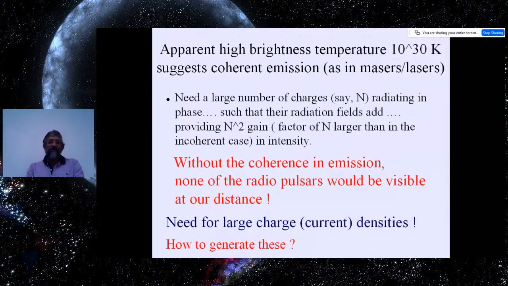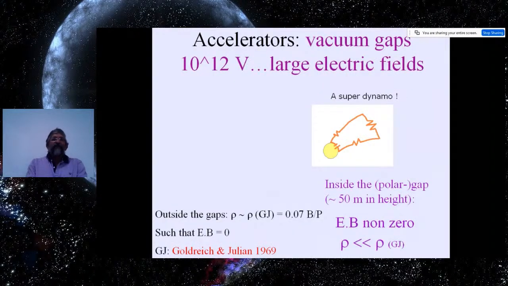You need large charge densities and current densities, and how to generate these? That is done by this dynamo action, which produces large electric fields and a large potential difference across a not very long length scale, about 50 meters or so. You have 10 to the 12 volts of potential difference over 50 meters or so, and this acts as an accelerator. Throw in any charged particle there, and the electric field will accelerate it to what kind of energies? TeV energies, tera electron volt energies, right? So you will find that such highly accelerated particles become the seed for further action that we're going to see.